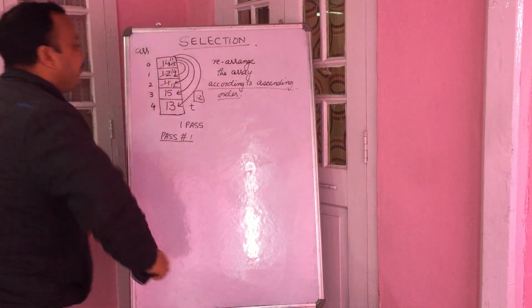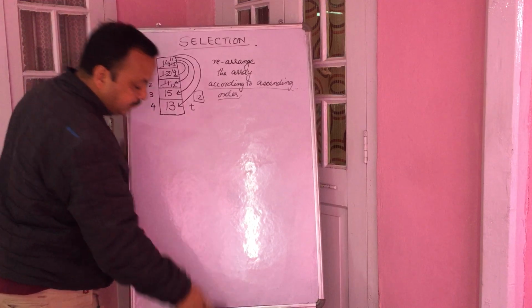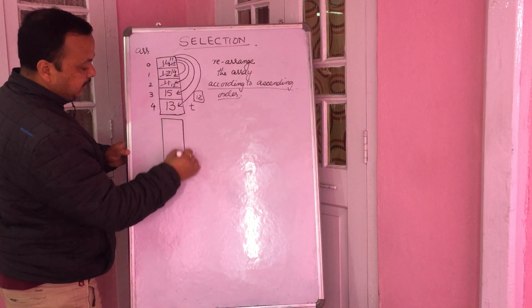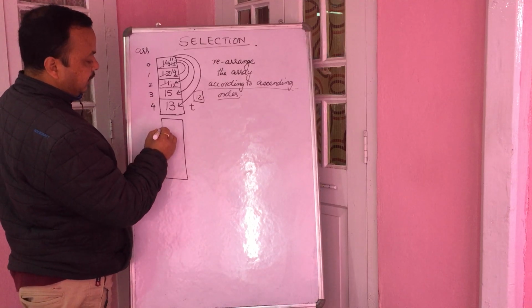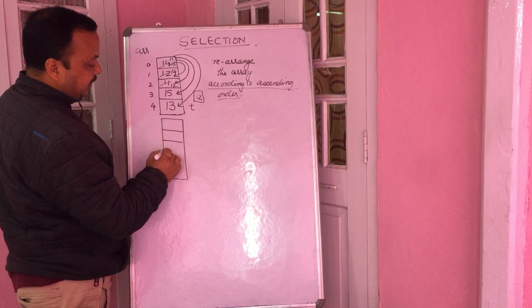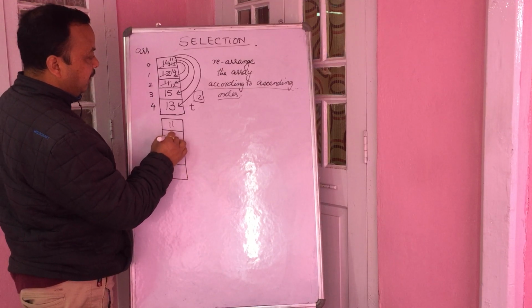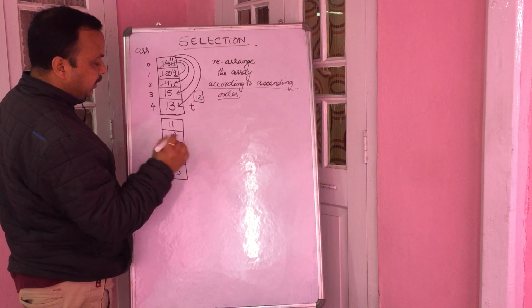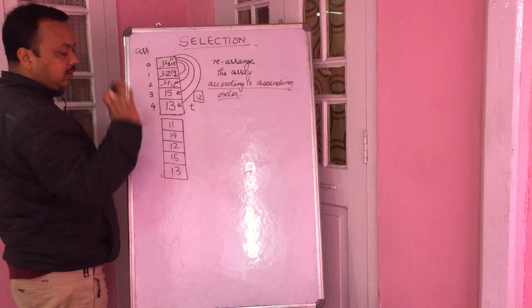So if we make another picture, this is the result of the first pass: 11, 14, 12, 15, 13. So this is the result. So this looks clean. Here this looks very dirty.